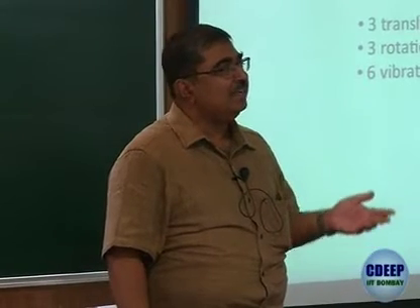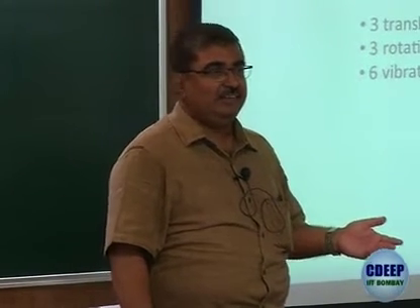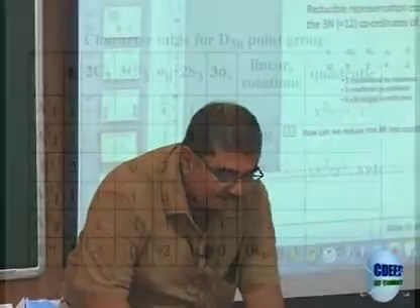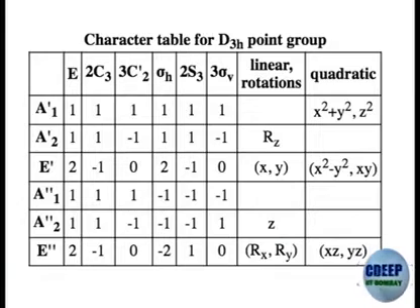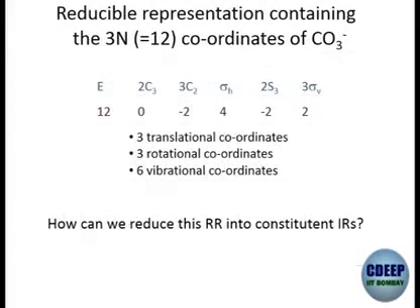Do you think this is an irreducible representation? How do you know, unless I show you the character table? This is the character table of D3h. Do you see any 12 dimensional representation? No, right? You have four 1 dimensional representations and you have two 2 dimensional representations. So, there is no 12 dimensional irreducible representation associated with D3h. Which means what is written here is a reducible representation.